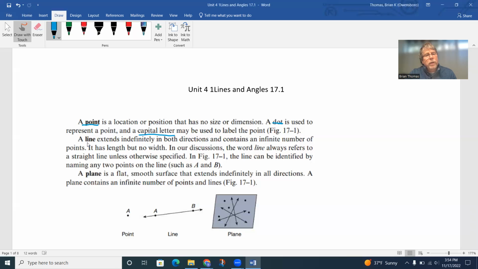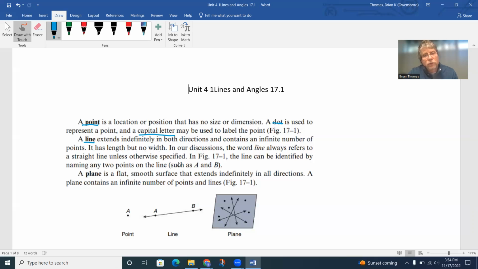The next thing we have is what we call a line. A line extends indefinitely in both directions and contains an infinite number of points. It has a length but no width. In our discussions, the word line always refers to a straight line unless otherwise specified.